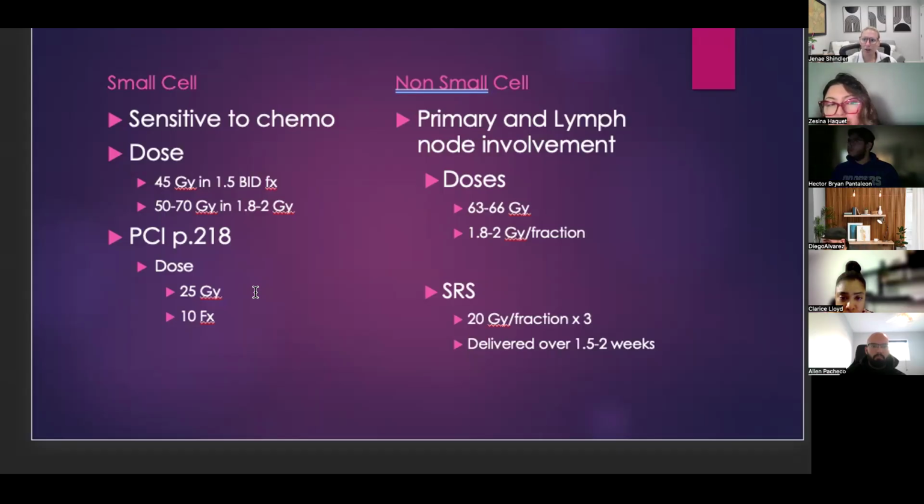And it just depends on the responsiveness of the tumor and what that dose is going to look like. So it's probably going to be all over the place from what you're seeing in the clinic.